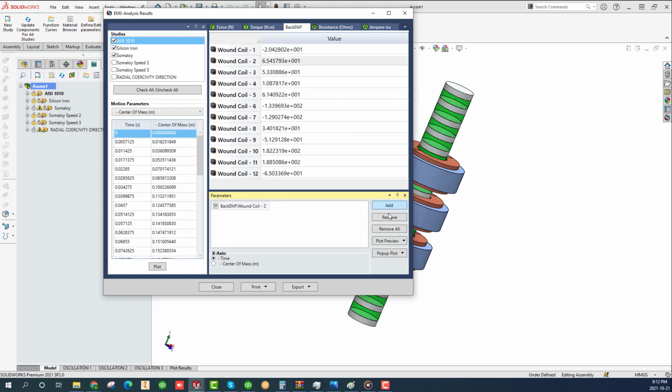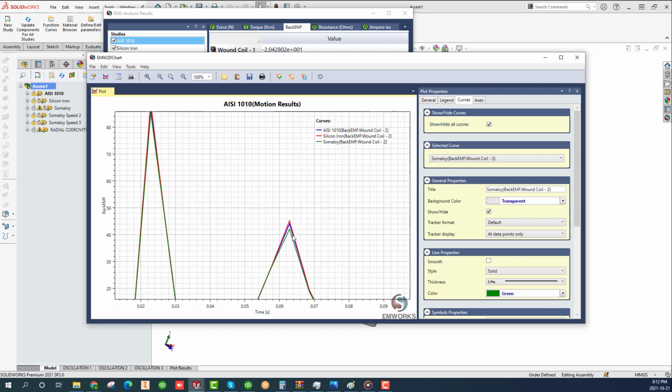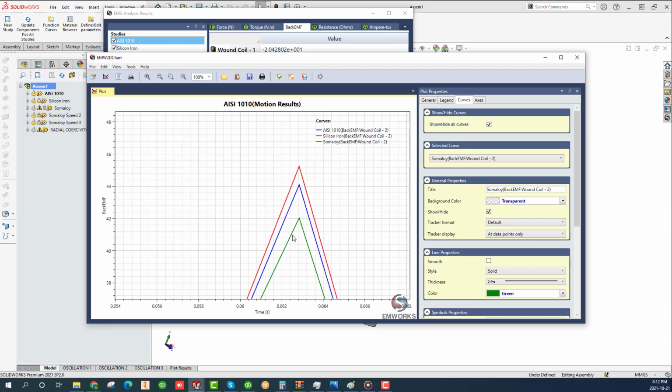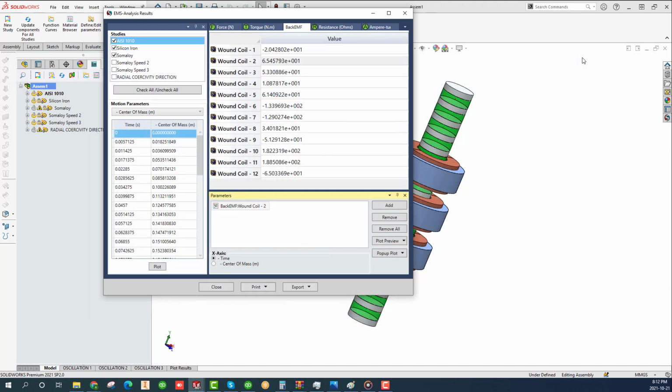Follow the same steps to compare the back EMF. Unfortunately, the Somaloy has the smallest back EMF while the silicon iron has the largest. It is a trade-off, as you can see.